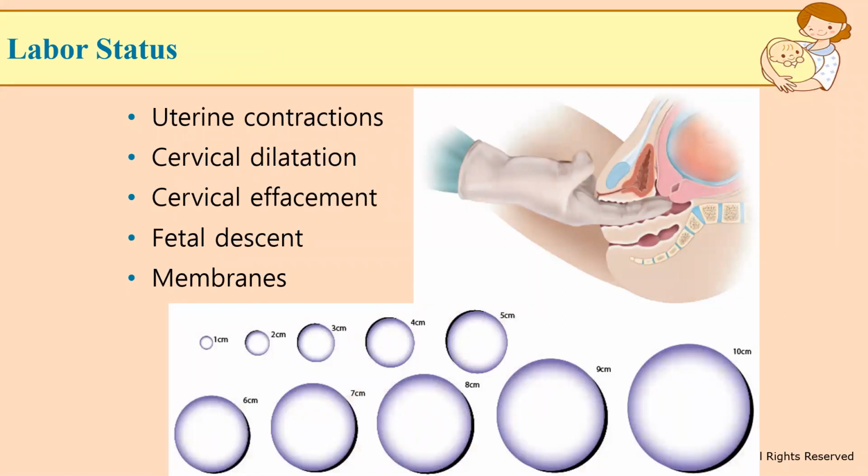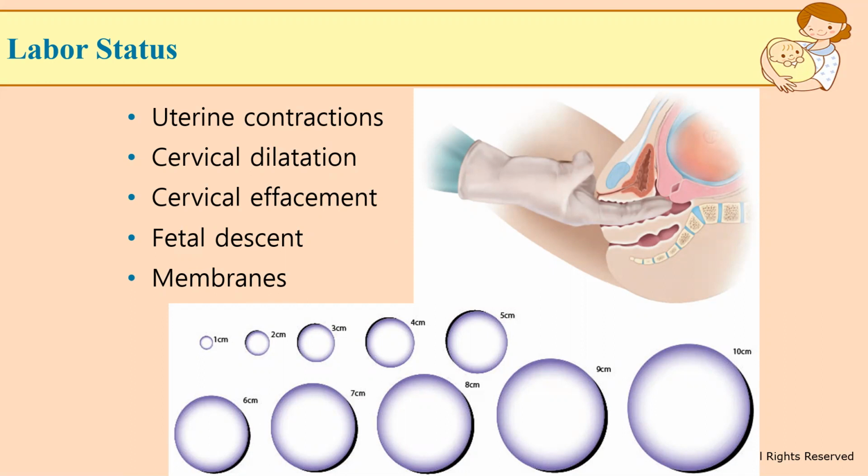Labor status: assess contractions for frequency, duration, and intensity by again palpating on the uterine fundus. We also need to palpate the relaxation between contractions. Cervical dilation and effacement are evaluated directly by a vaginal examination. The vaginal examination can also provide information about membrane status, if she's ruptured or not, characteristics of the amniotic fluid if it is, fetal position, and fetal station.